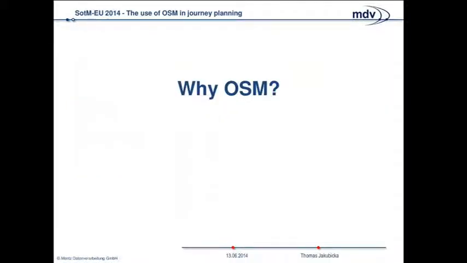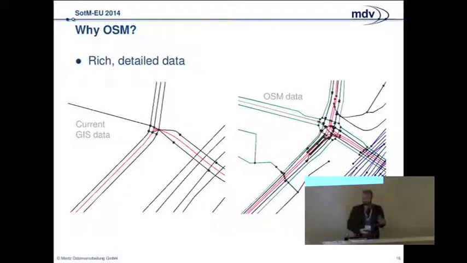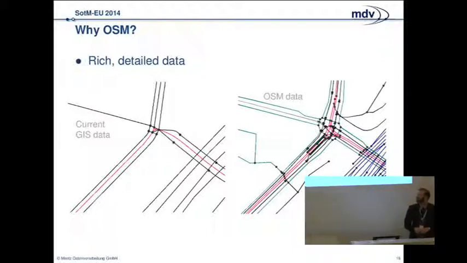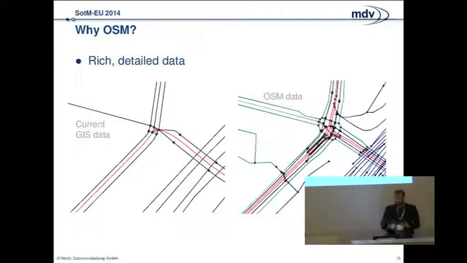So why OpenStreetMap? Why are we interested? I'm sure I don't have to convince you in here about OpenStreetMap, but let me just show you this slide. On the one hand, you have the GIS data that is in use right now very often, and on the other side, you have the same street crossing in OpenStreetMap. So this is what it looks like after the data is imported into our GIS format, and you can see how rich the difference is, obvious, I would say.